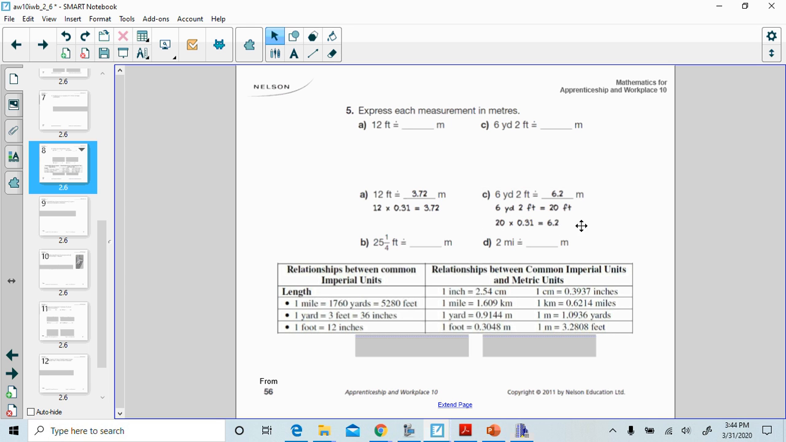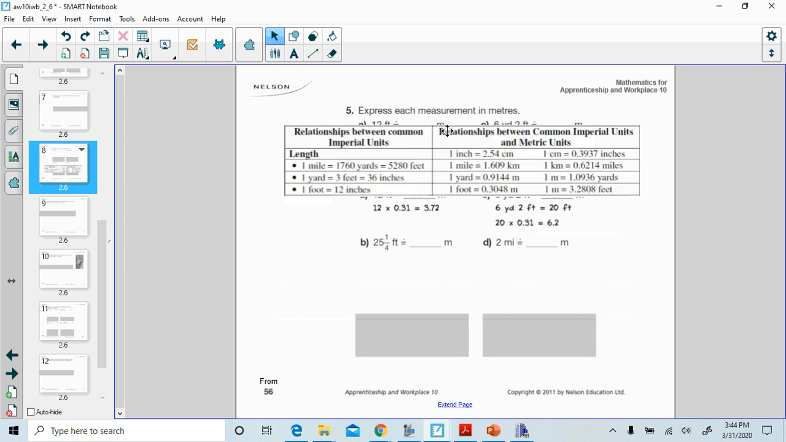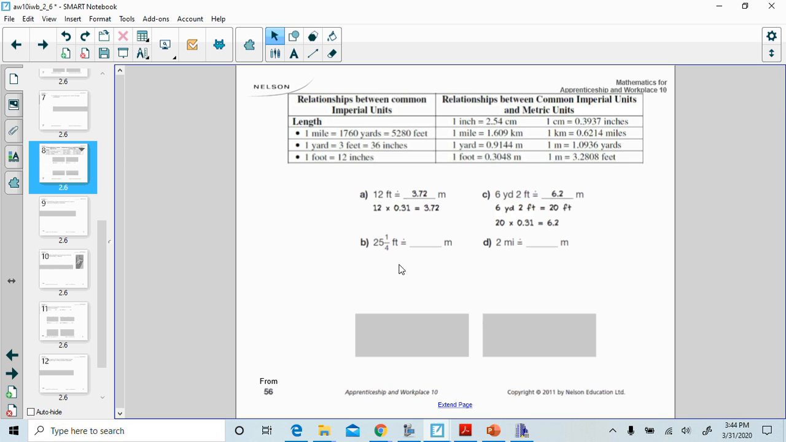Same kind of thinking here. Okay, so we're going to convert, in this case, from feet to meters. So 6 yards and 2 feet converted to feet. So this is going from feet to meters. And let's move this over here. Same kind of idea, feet to meters.